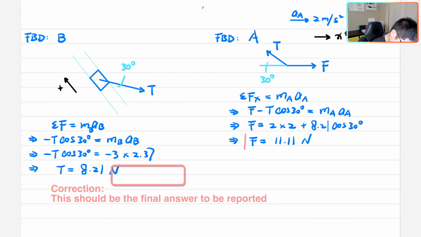This is our answer. We calculated the acceleration of B and the force in the bar at this moment, at this instant.